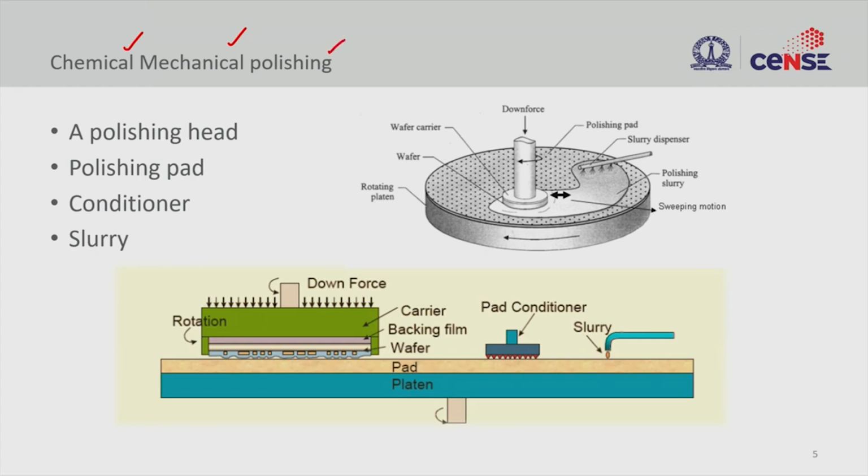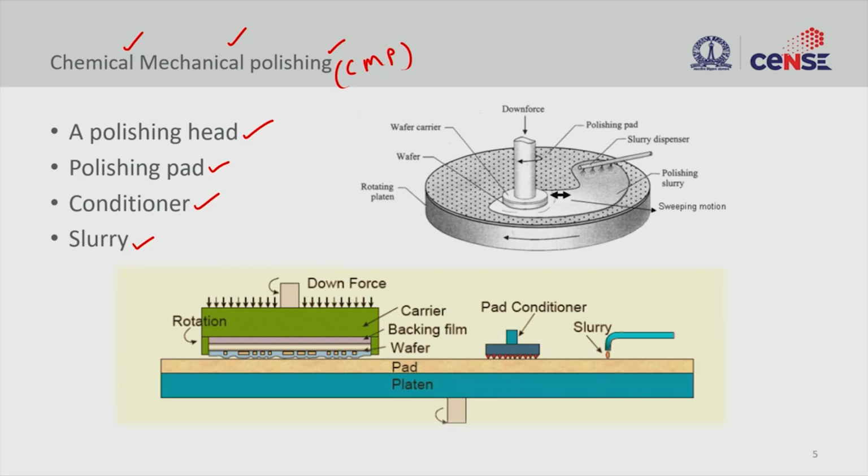Okay? And the setup has these four critical elements. One is a polishing head, right. So, you want a polishing head where the wafer is loaded, and then you have a polishing pad, right, and then you have a conditioner, and then you have a slurry. So, these are all the four elements that are required to do chemical mechanical polishing, or in short form we call it CMP. Okay.